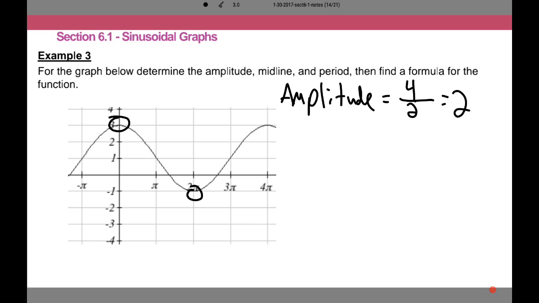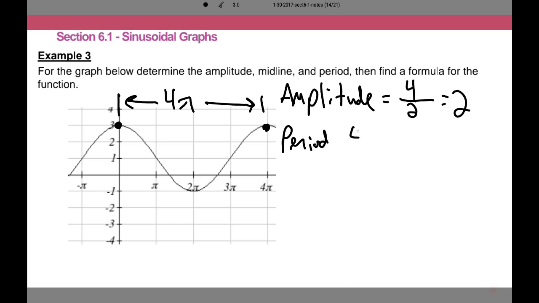Our period in this case, you can pretty much look, now, I've got a maximum at 0 when x is 0, and I got a maximum at 4 pi, so that's my period for this function. And since the period is 4 pi, that means my b value in my equation would be 2 pi divided by 4 pi, and that is 1/2.